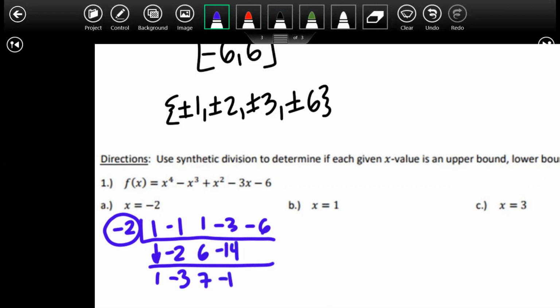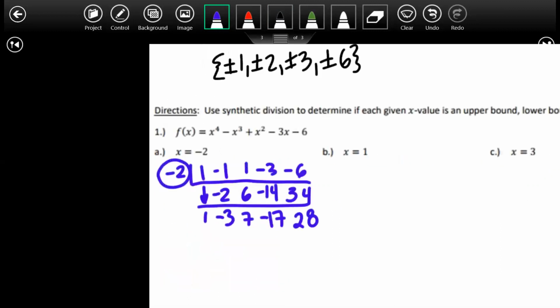-14, -17. And then we get, what is this? 14. +34. 20 what? Now, we go from plus to minus, plus, minus, plus. Do these alternate? Since these alternate and we're using a negative value, a negative input, this means that we have a lower bound.